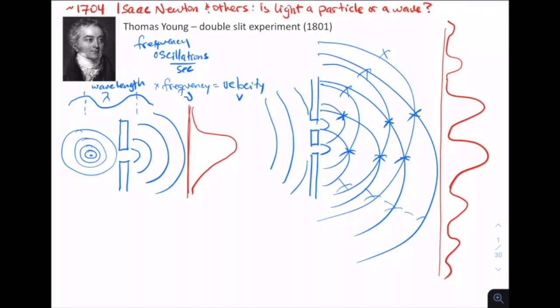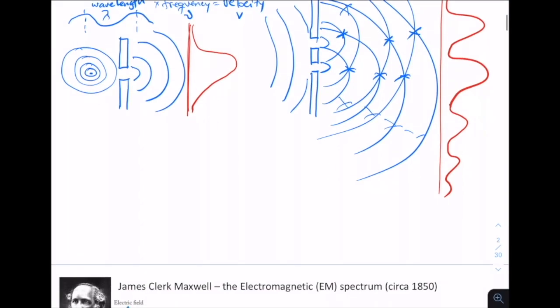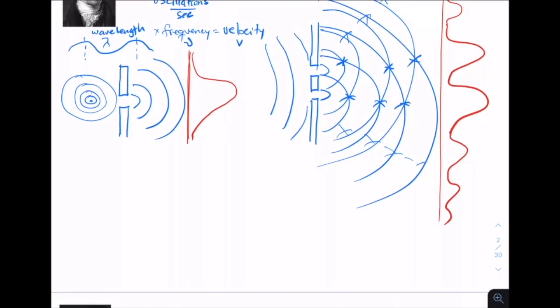Now that's a very different prediction than if we were to be shooting particles at this double slit. So what do you see if we were to shoot particles here? Well, particles, let's see.